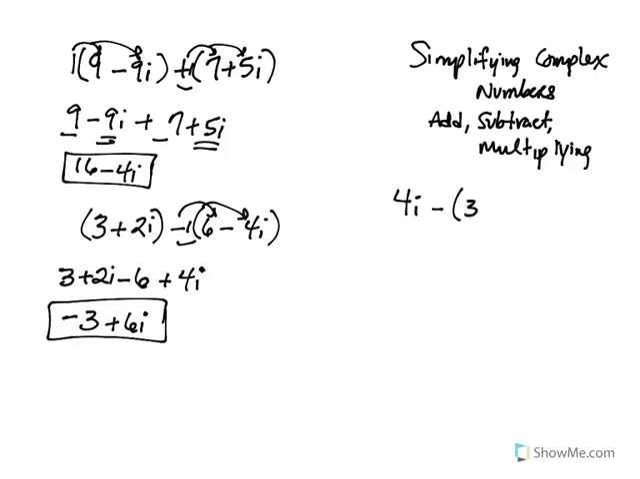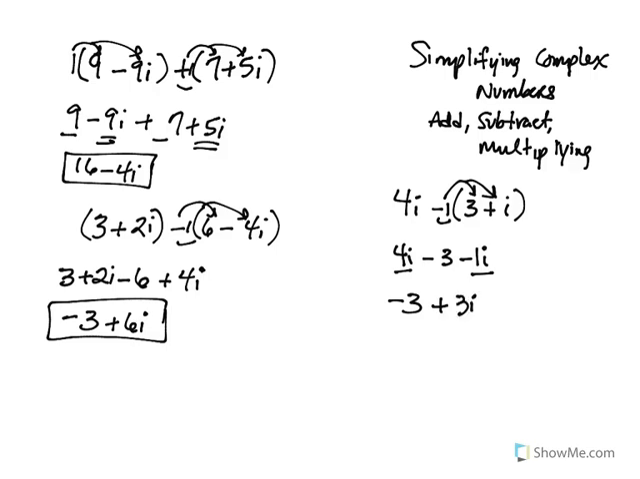Okay, let's see. 4i minus 3 plus i. So again, there's a negative 1 out here. So 4i minus 3 minus i or 1i. It's up to you. So 4i minus 1i is a 3i. So negative 3 plus 3i.